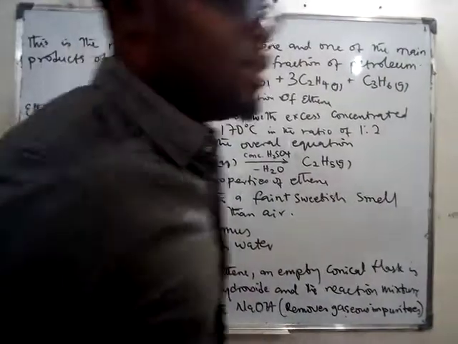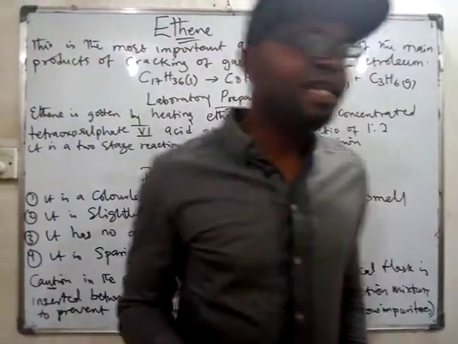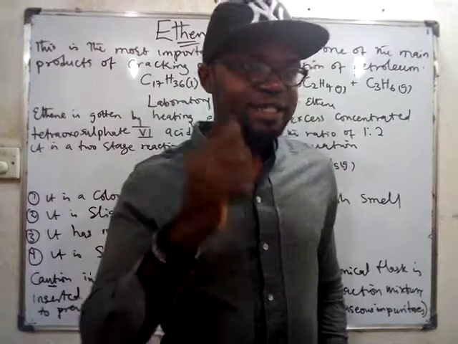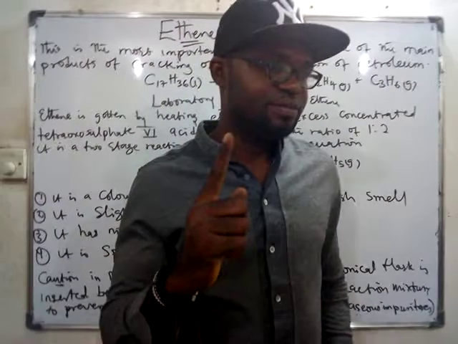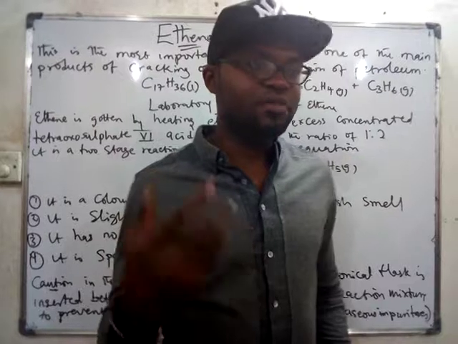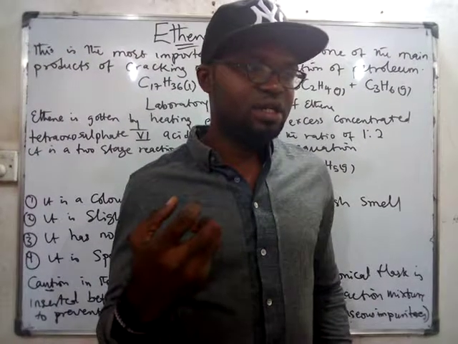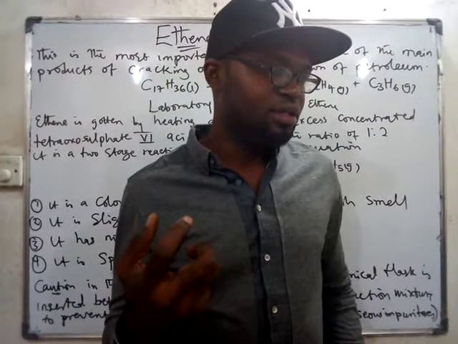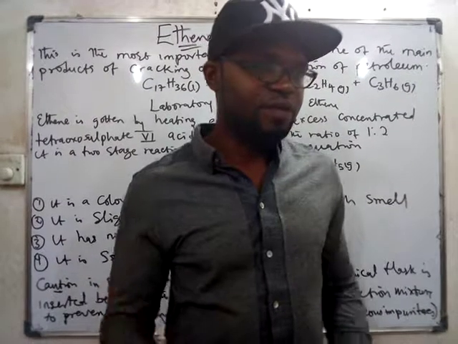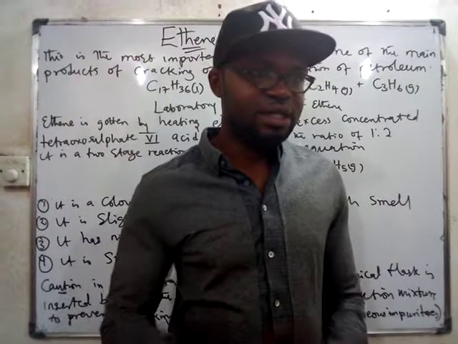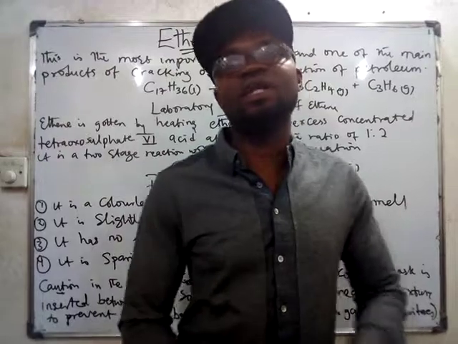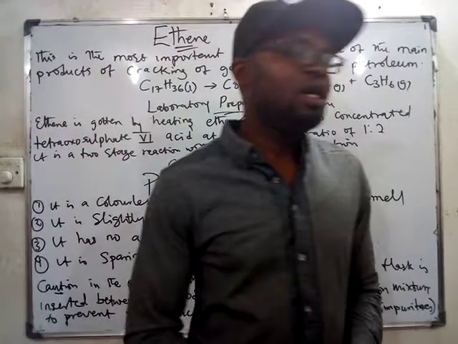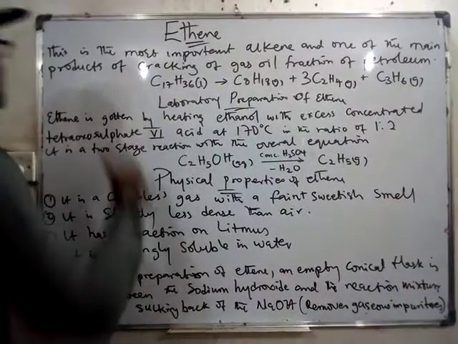Yes, welcome. We'll take a look at the most important alkene. You understand? Ethene is the most important alkene, and it is the constituent of many of the cracking products that we use for fuel. Is that clear? Ethene is very, very important. So we'll take a look at ethene and see how we can produce it.